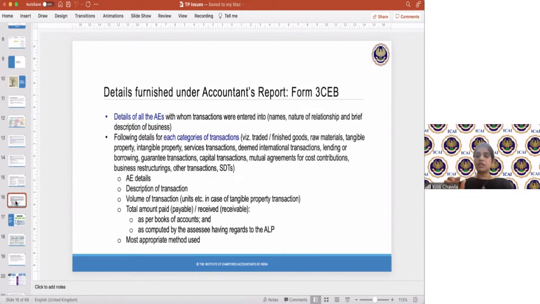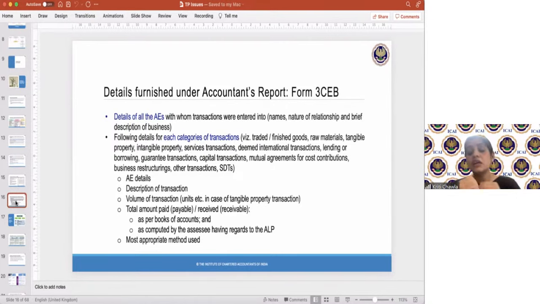Then Part B is international transaction. It's going to just ask you, if you have an international transaction, which AE do you have the international transaction with? What is the area? What is the nature of the transaction? What is the value of that particular transaction? And which method have you adopted? It's going to just ask the name of the method, and that's about it.